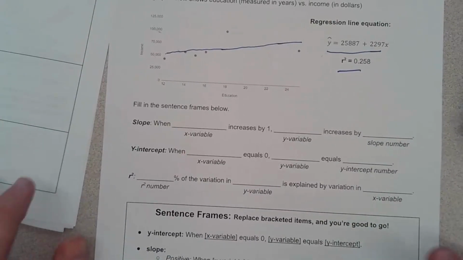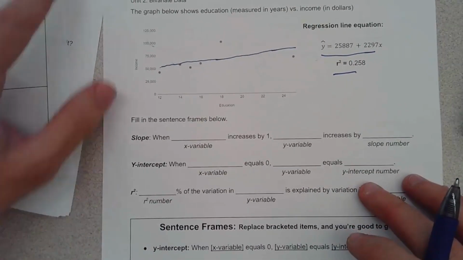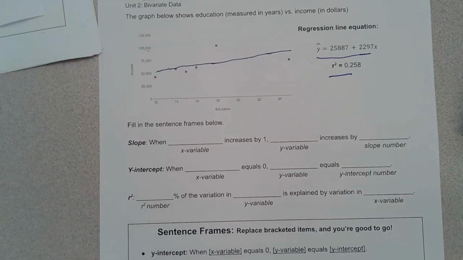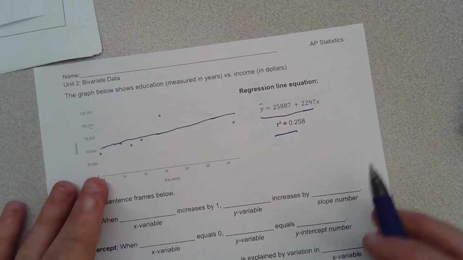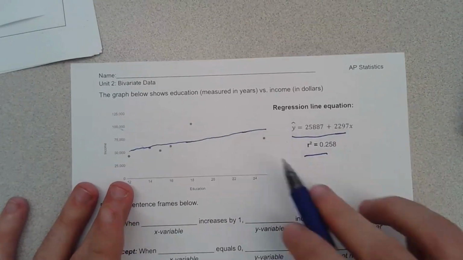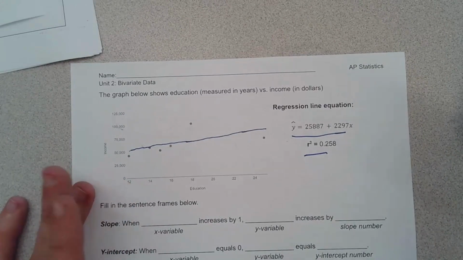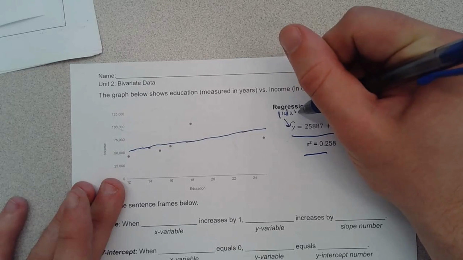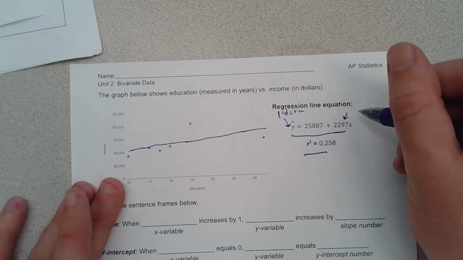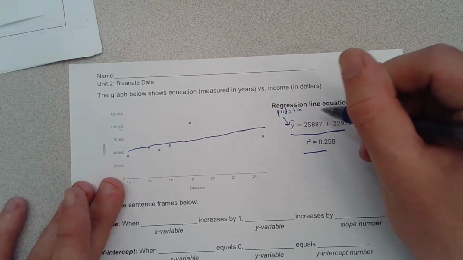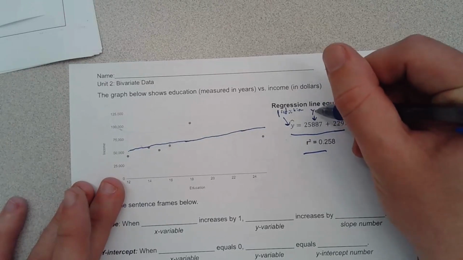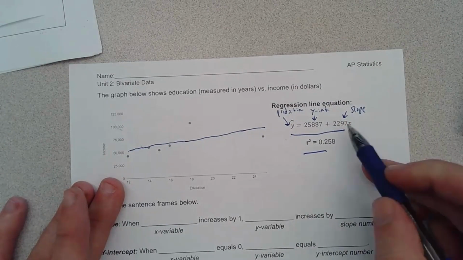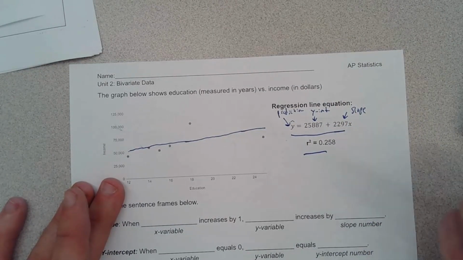So we're going to fill in the sentence frames based on our slope. So reminder, really important that you are able to identify the slope from the regression equation. Remember this y hat, that's the prediction. This value here is the slope, and this value here is the y-intercept. Remember the value next to the x is the slope.